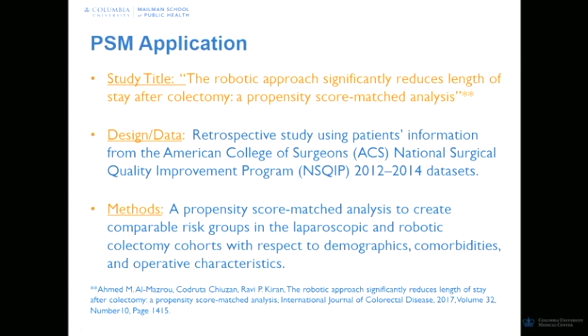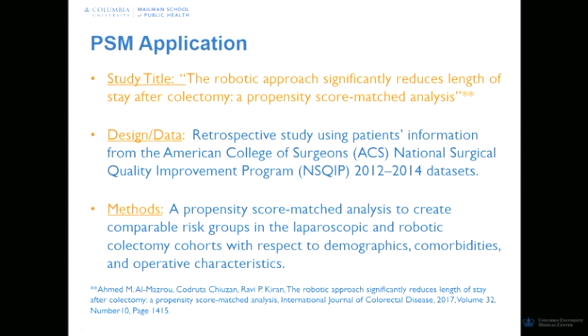Question: what are the groups to be compared in this data set? What are the groups that we want to make comparable and similar? The two groups, the treatment and the control, the treatment and the reference, are laparoscopic and robotic. Okay? We have defined the treatment and the control. Now, we want to make them comparable with respect to some covariates. What are those covariates? Demographics, comorbidity, and operative characteristics.